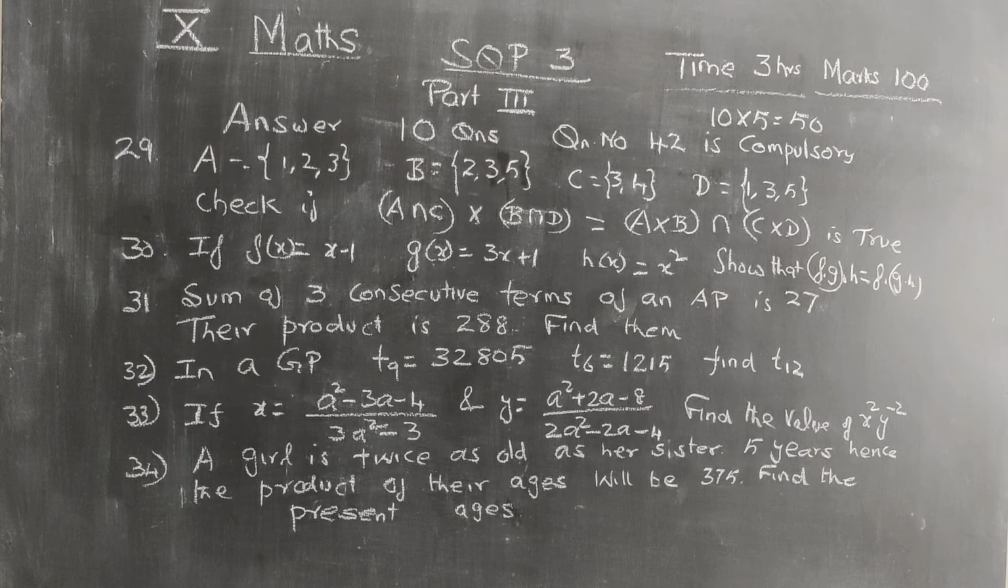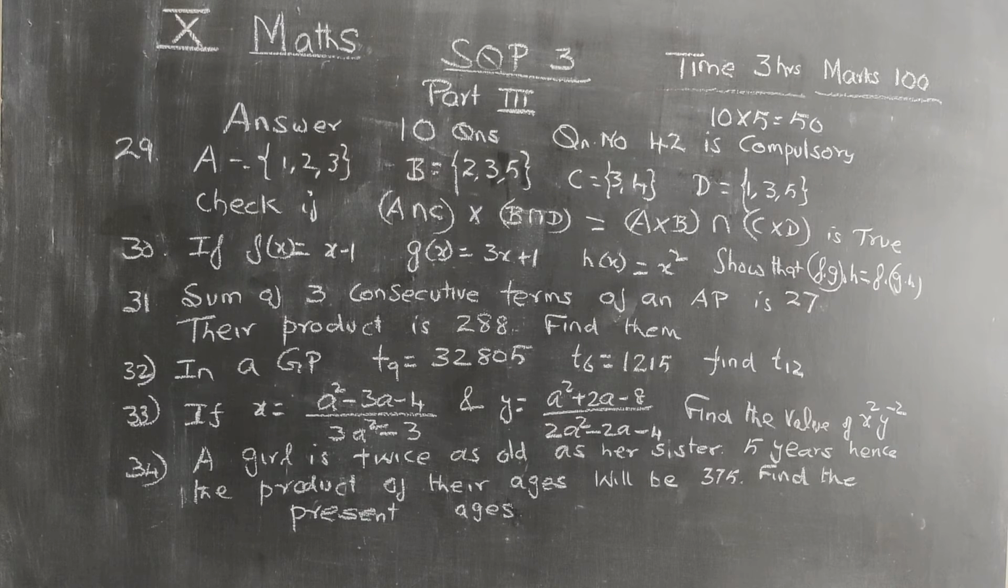You have to answer any 10 questions, but question number 42 is compulsory. Question number 29. Set A 1 2 3, set B 2 3 5, set C 3 4, set D 1 3 5. Check if A intersection C cross B intersection D equal to A cross B intersection of C cross D is true.